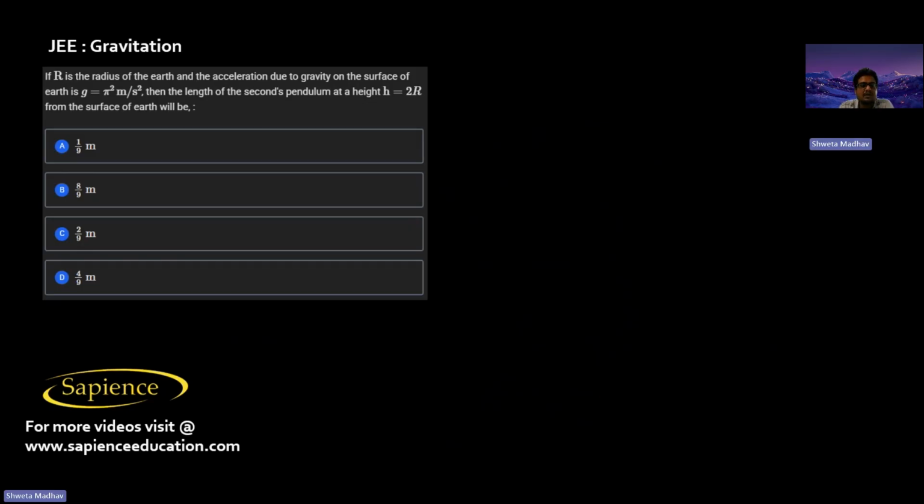And here it is told if r is the radius of the earth and the acceleration due to gravity on the surface of the earth is g equal to pi square meter per second square, then find the length of the second pendulum at a height h equal to 2r from the surface of the earth. So we know that the time period of a simple pendulum is given as 2 pi root over L by g.